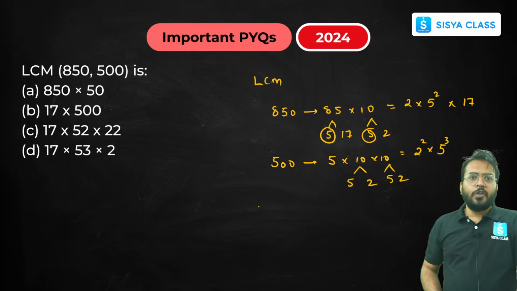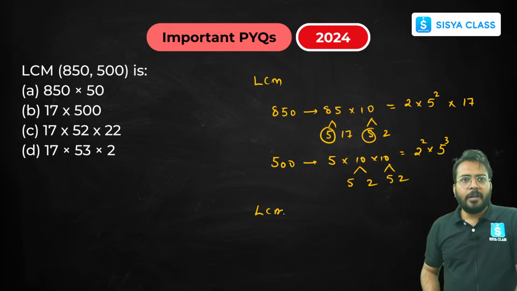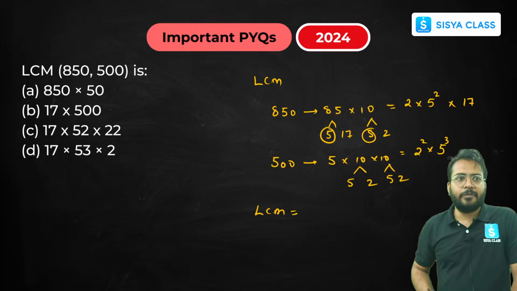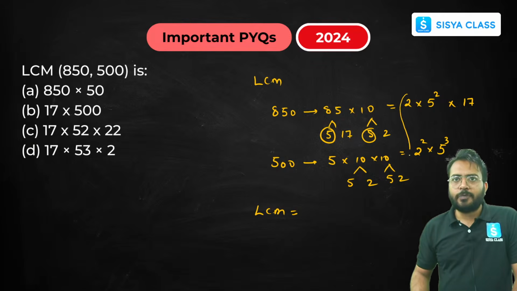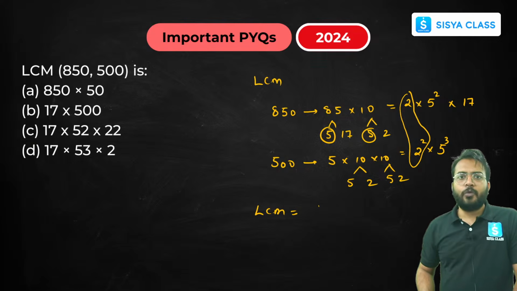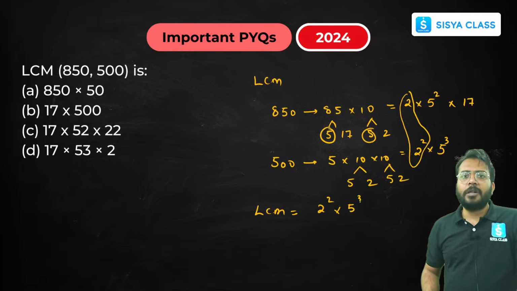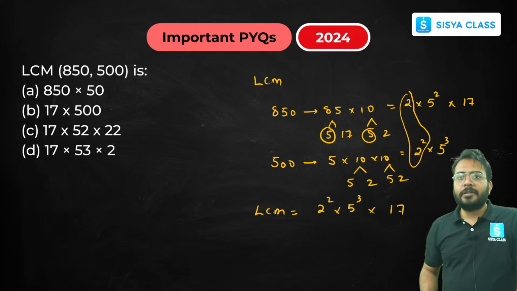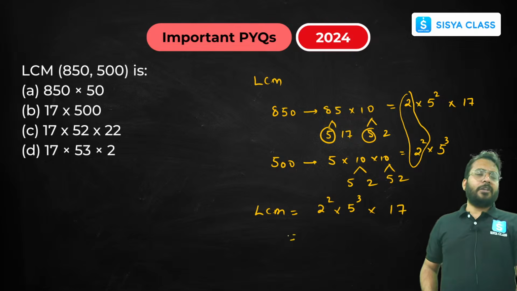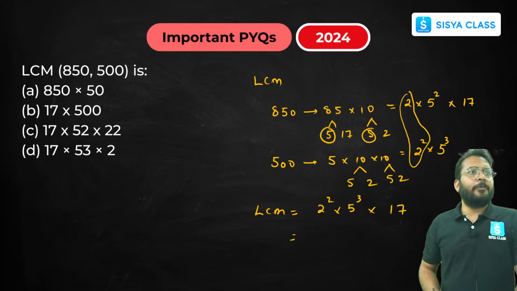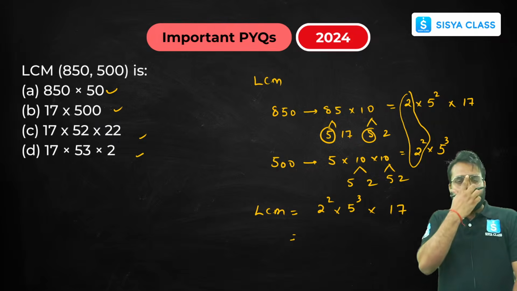So what is going to be the LCM? For LCM we have to choose the highest power. For 2, the highest power is going to be 2 to the power 2. The highest power of 5 is going to be 5 to the power 3, and 17. Yes or no? So can you multiply? Okay, this option is not given, so we have to bring it in the form of our options. They have given something like 850 and 50.